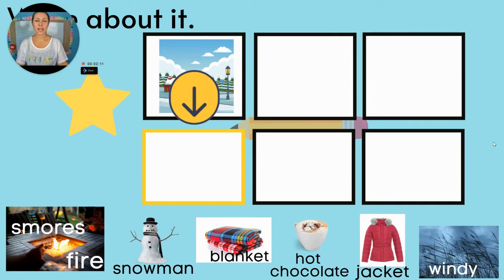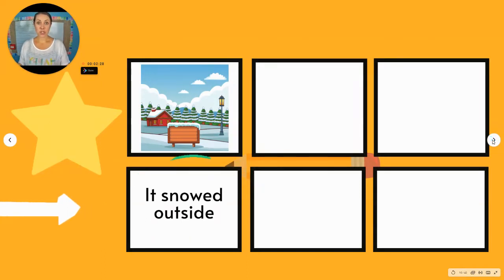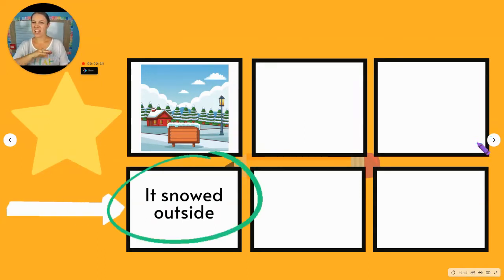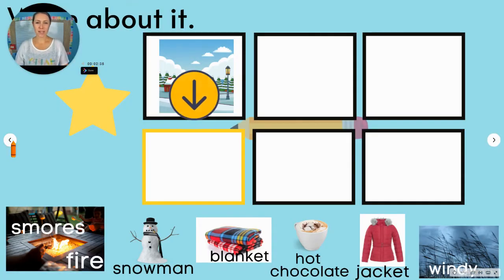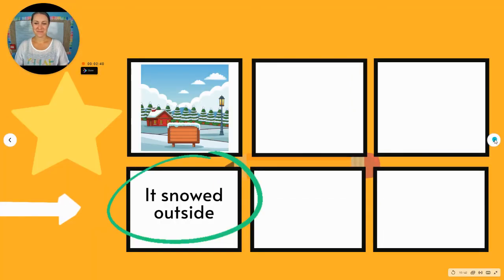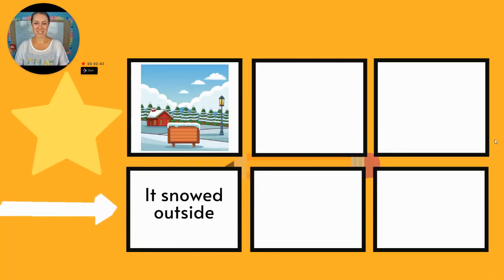All right, so now we're going to write about that picture that we just drew. Now, you can use any of the words down here in the word bank. You can also come up with your own words. But what you're doing is you're taking that picture, you're coming up with like one sentence to describe the picture. So for me, I might write, it snowed outside, right? Very simple. It doesn't need to be a lot. So go ahead and think about what you're going to write and then play the video when you're ready to move on. All right, so here's my sentence.